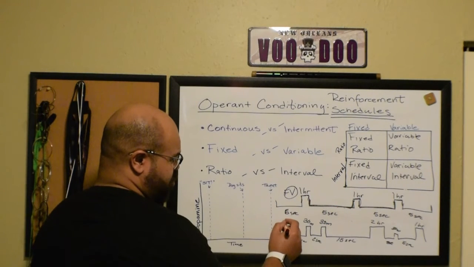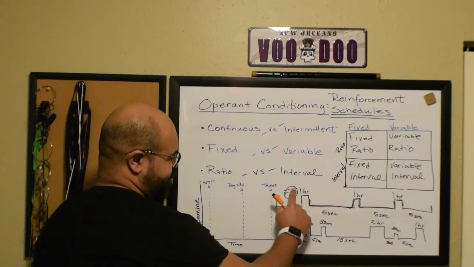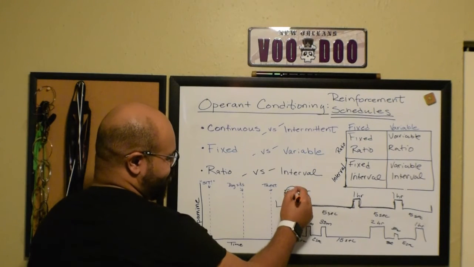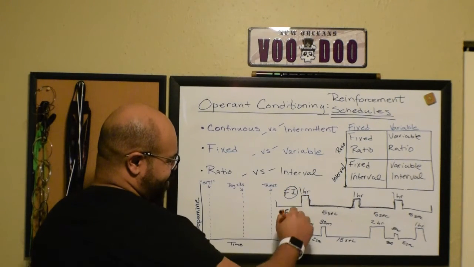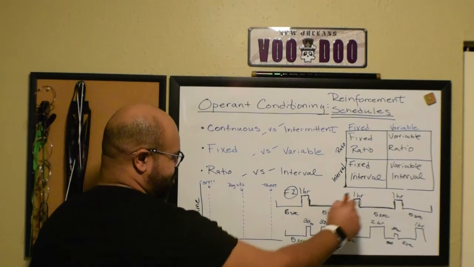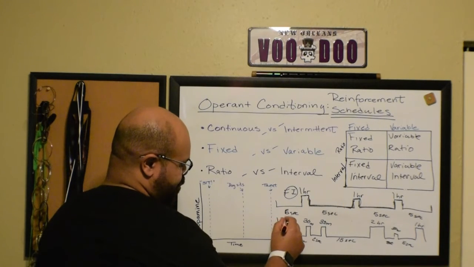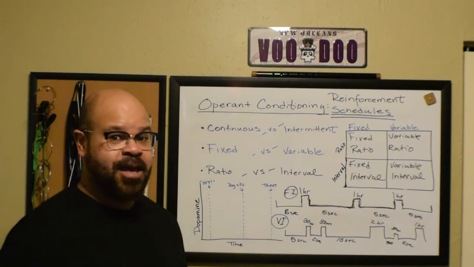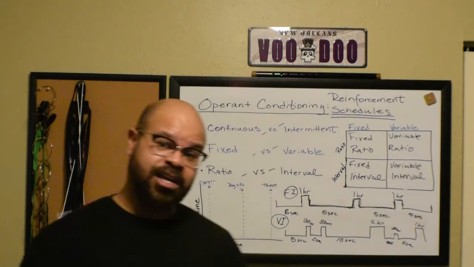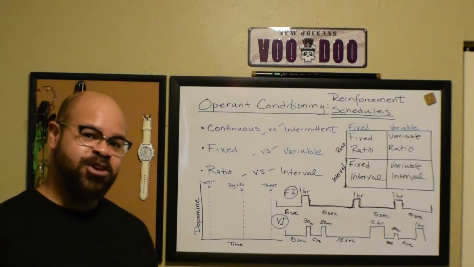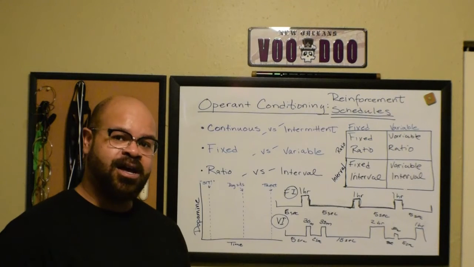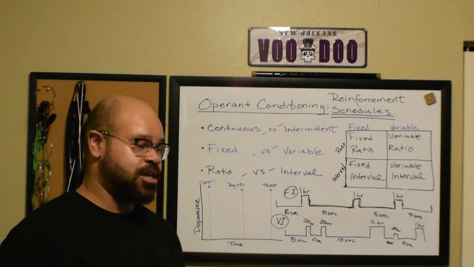In a fixed interval schedule, the same time always occurs. And then in a variable interval schedule, you can see that the amount of time can change, either between the time that you would actually do the event, or how long the event itself takes.